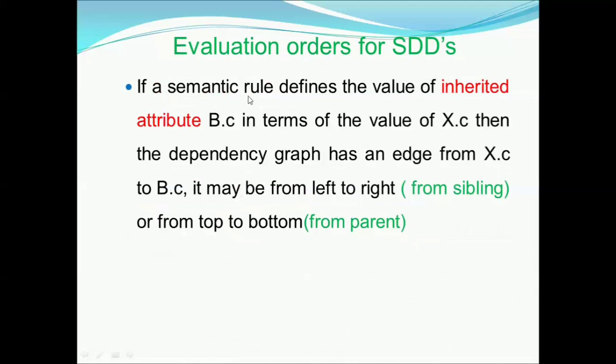Similarly, if a semantic rule defines the value of an inherited attribute, B.C in terms of the value of X.C, then the dependency graph has an edge from X.C to B.C. Please observe that there is an edge moving from X.C to B.C. It may be from left to right. That is, when you are getting the value of B.C from X.C, it means that it is passing the value from its sibling, or it is getting a value from its parent. Either it is moving from left to right, or it is moving from top to bottom.